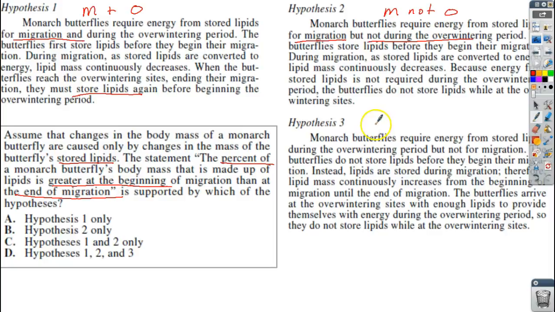And this one, we remember it was O, not M. So it doesn't need it during migration, so its mass is not going to decrease in migration. So it's not 3. We can get rid of this one. It was 1 and 2. Well, we can't just select one of these, so we have to select C.